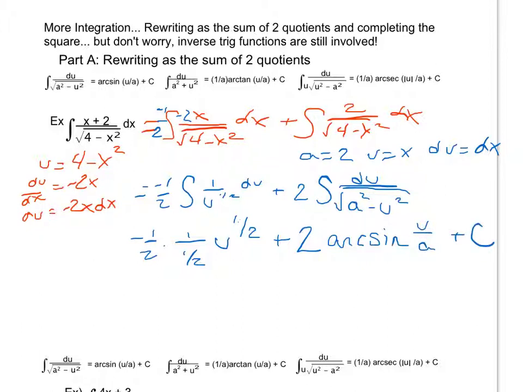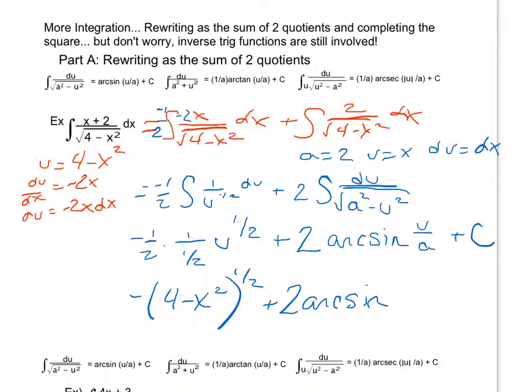So I only have to have one c if I have two integrals. Well, this 1/2 on the bottom is going to come up and be 2 over 1. So I'll have negative 1/2 times 2 over 1, which is going to give me a negative u, which remember was 4 minus x squared to the 1/2, plus 2 arc sine of u being, up here, so I used a different u for this piece.